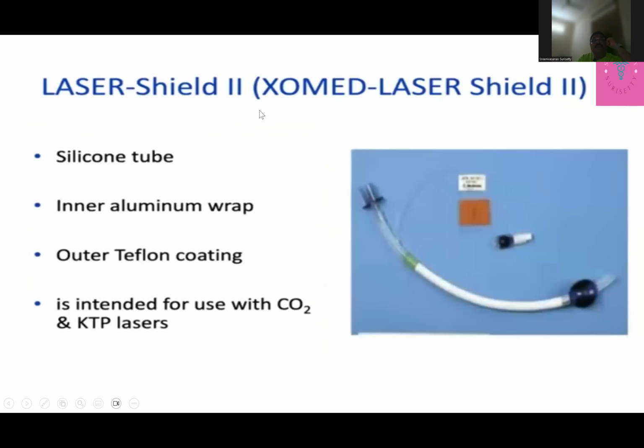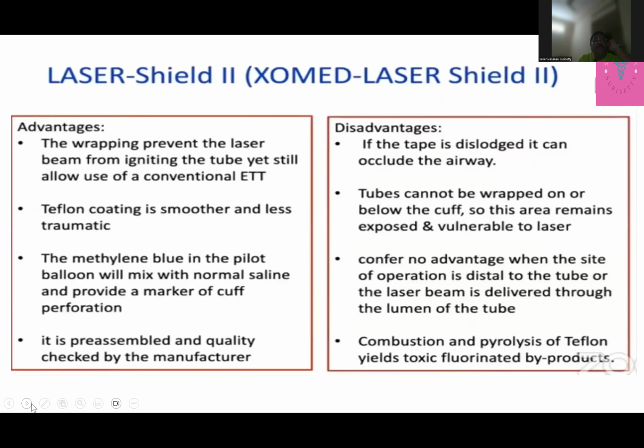So, laser shield tubes, Xomed laser shield tubes. These are all silicone tubes with an inner aluminum wrap and an outer Teflon coating. They are intended for use with CO2 and KTP lasers. The laser shield advantages are: the wrapping prevents the laser beam from igniting the tube but still allows use of a conventional tube, and the Teflon coating is smoother and less traumatic. The methylene blue in the pilot balloon mixes with the normal saline and provides a marker for cuff perforation. It is also pre-cuffed and quality checked by the manufacturer.